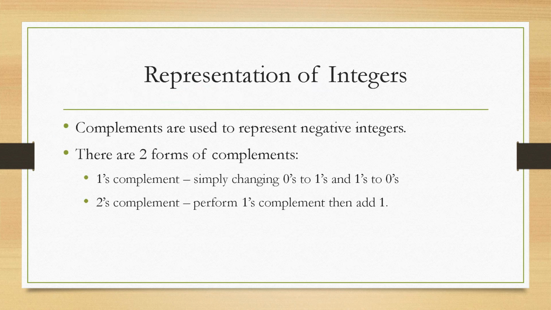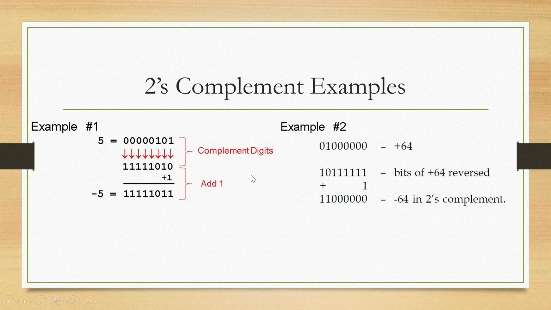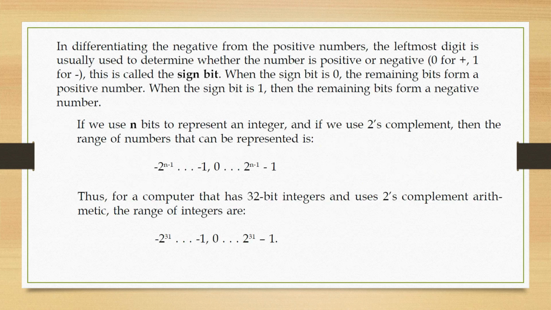For representation of integers, complements are used to represent negative integers. There are 2 forms of complements. We have the 1's complement, simply by changing zeros to ones and ones to zeros, or inverting. For 2's complement, we perform 1's complement and then we add 1. Here is an example of a 2's complement calculation, so please try to check on this as your reference.